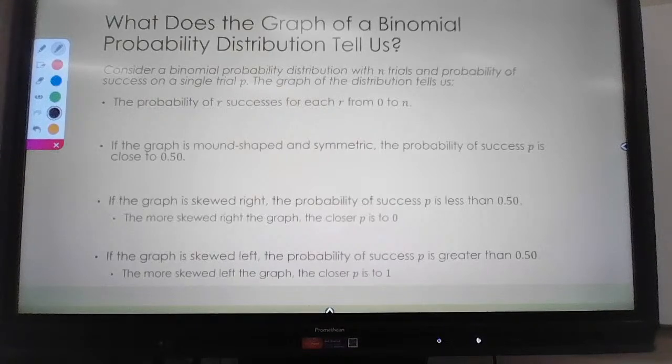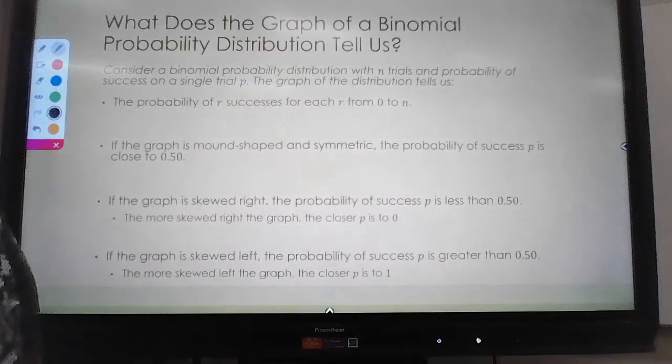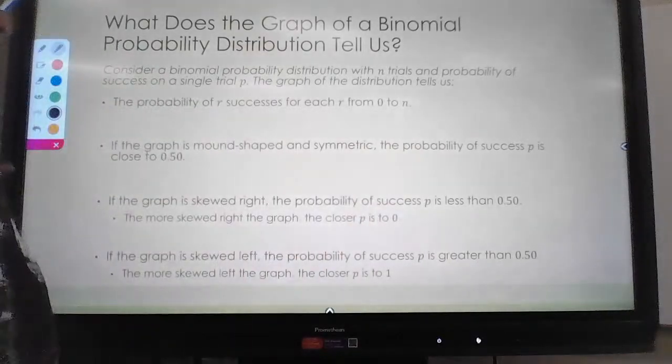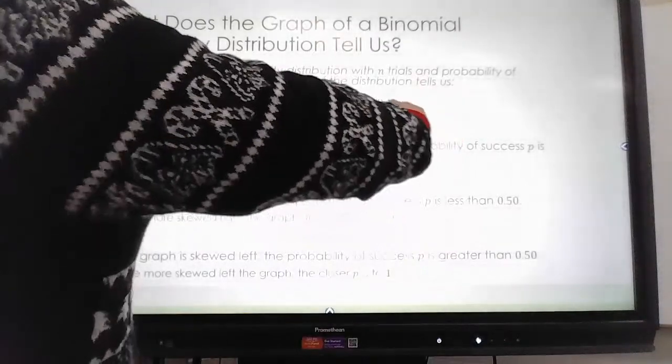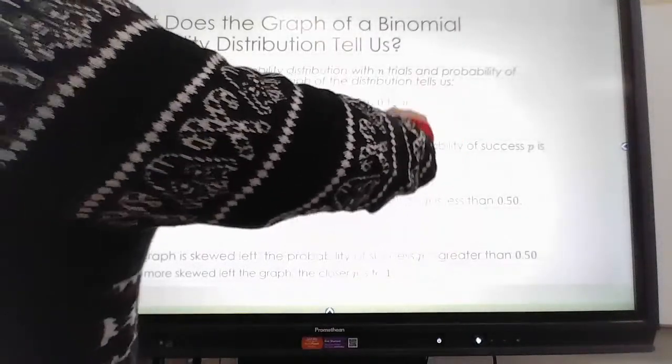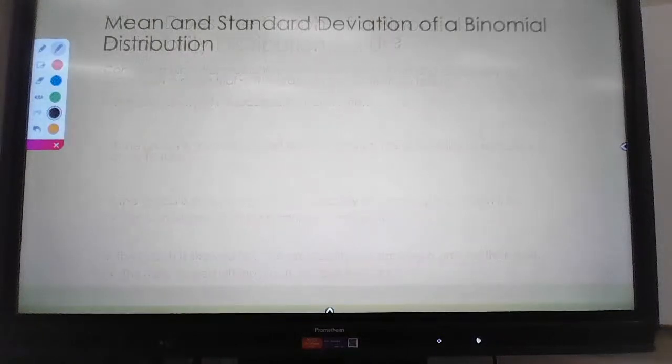And again, that's because the majority of our data is starting to cluster towards the left. If it's right skewed, p is closer to 0, and the data is more clustered to the right. If the left tail stretches out, p is greater than 0.5. The probability is closer to 1.